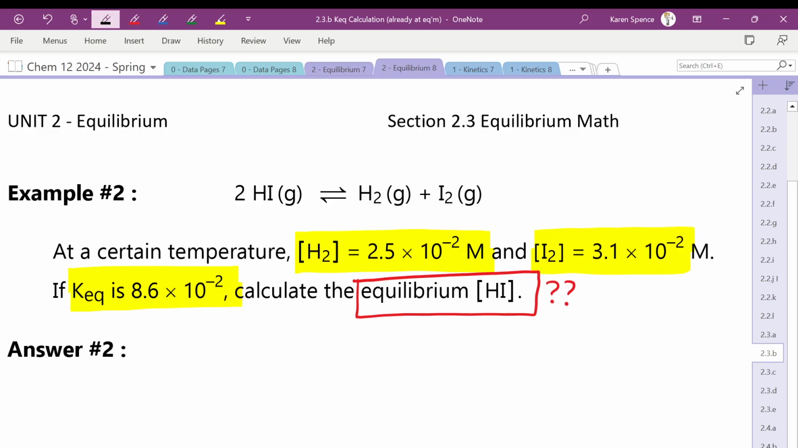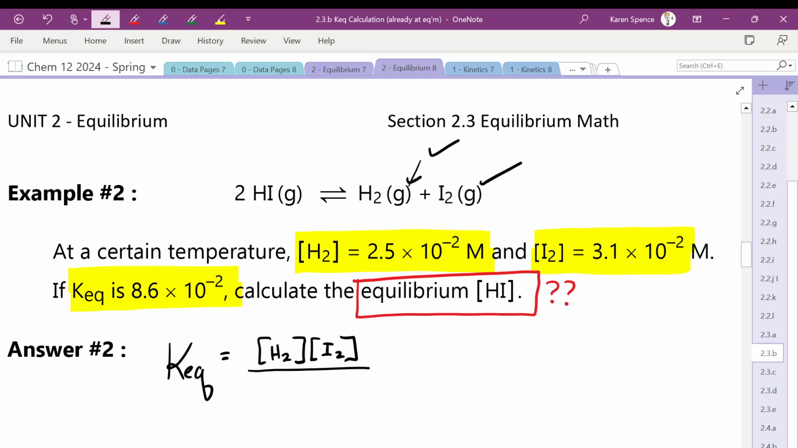So, same thing as before. What's the very first thing you're going to write? Keq equals. Yes? And then you're going to say, I put my products on the top. So I've got H2, which is a gas, so yes, I include it. And I've got I2, which is a gas, so yes, I include it. And on the bottom, we have HI, which is also a gas. Because it has a coefficient of 2, we will raise it to the power of 2.